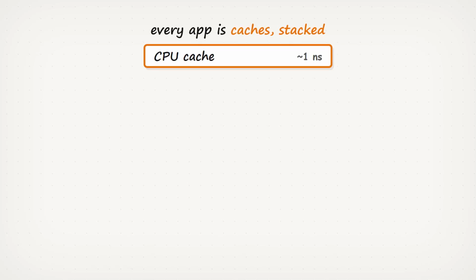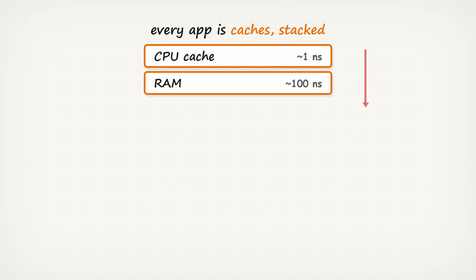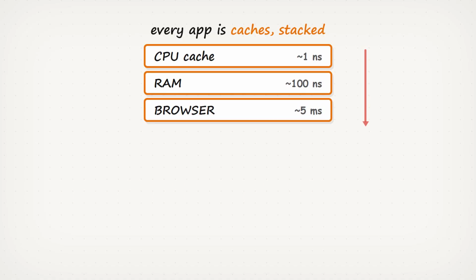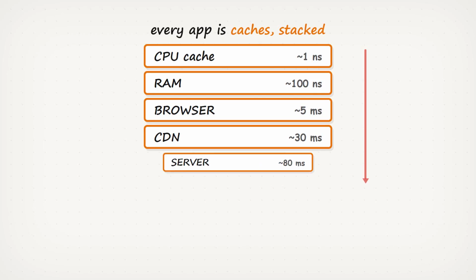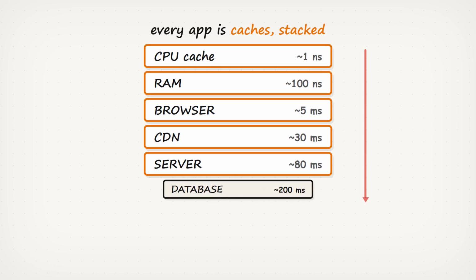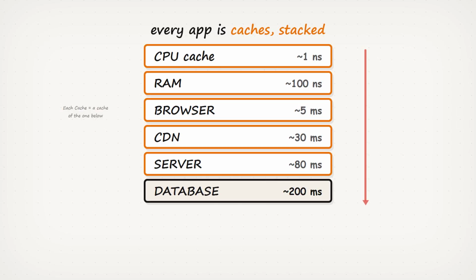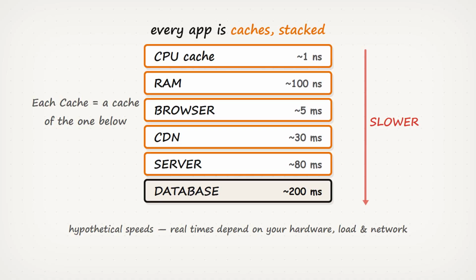Your processor keeps the last few things it used on a tiny chip so it doesn't wait on memory. Memory keeps a copy of what's on the slow disk. Your browser keeps a copy of images so it doesn't re-download them. A CDN keeps a copy of the site near you so it doesn't cross an ocean. And the server keeps the last database answer in memory so it doesn't rerun the query. Every one of those is a cache of the layer below it. And each layer down is slower than the one above, usually by a lot. That growing gap is the whole reason the stack exists.